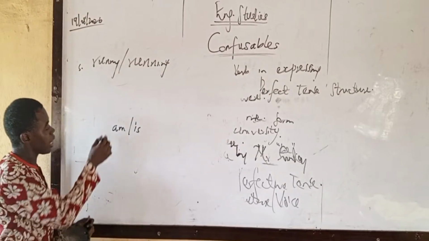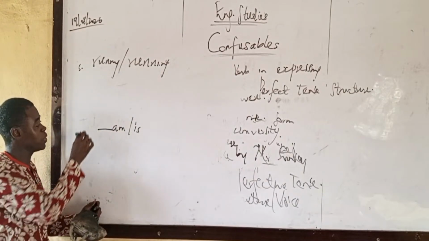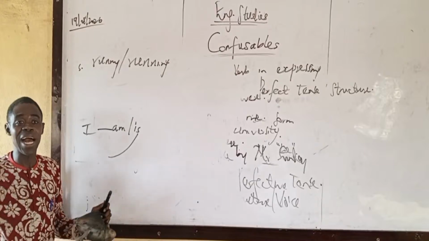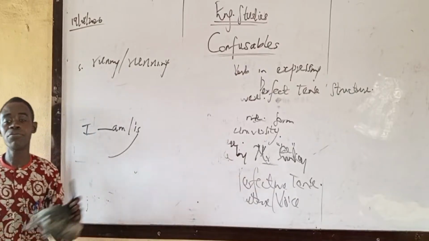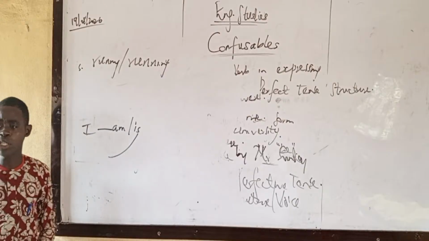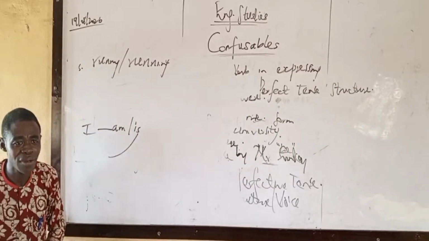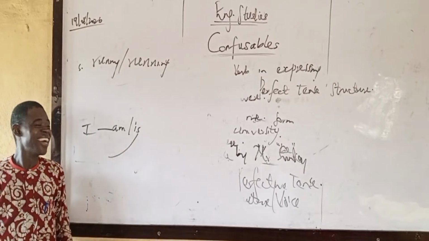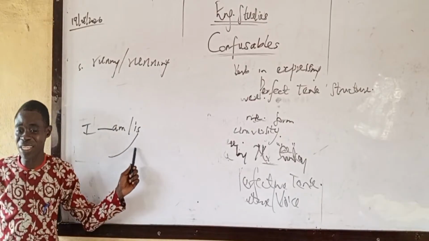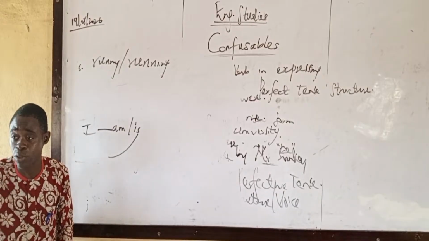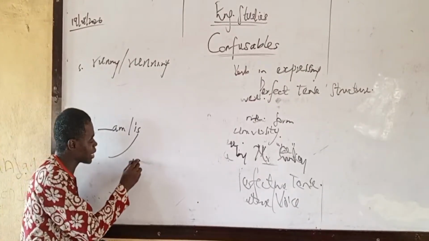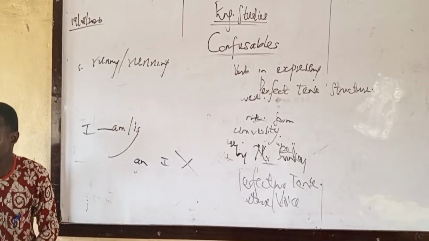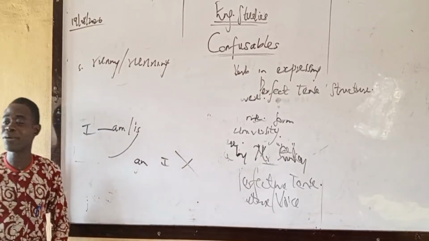Am is only used for the subject I, while is is used for any singular subject, whether a noun or a pronoun, in particular a noun phrase. Listen to what I'm going to say now. Any statement where there is an am without an I is wrong.